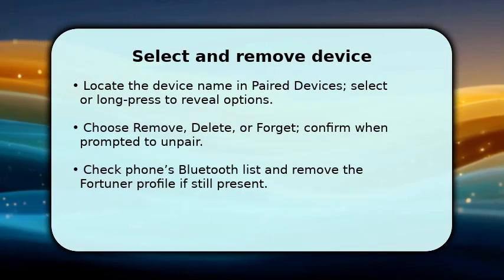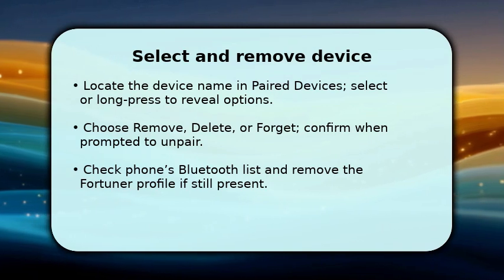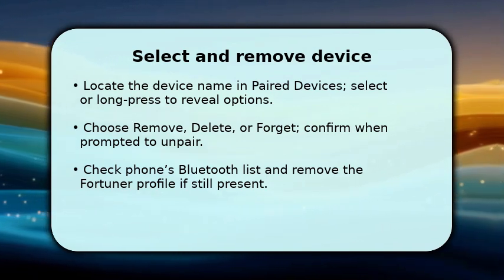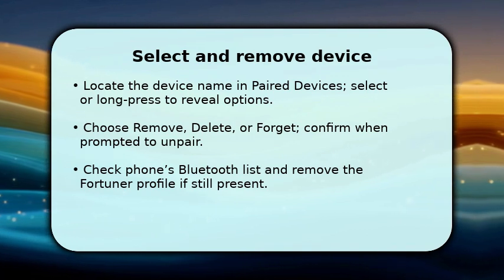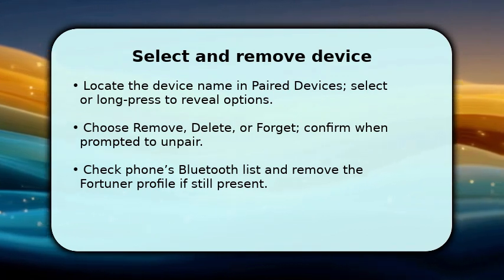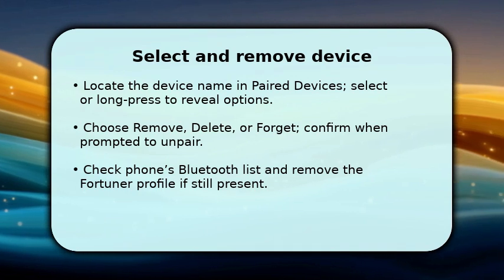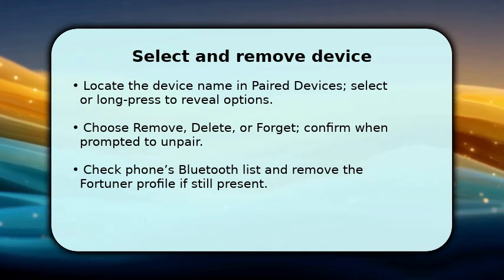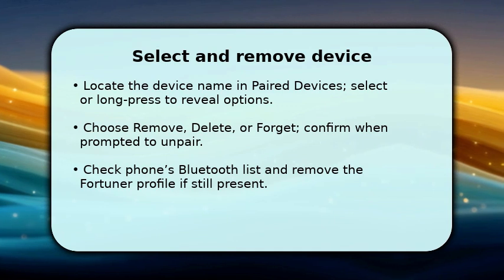In the paired device list, tap the target device name. On some Fortuner units, you long press the entry to reveal remove or forget. Choose that option and confirm the prompt. This unpairs the car and phone. You'll see the device vanish from the infotainment list.